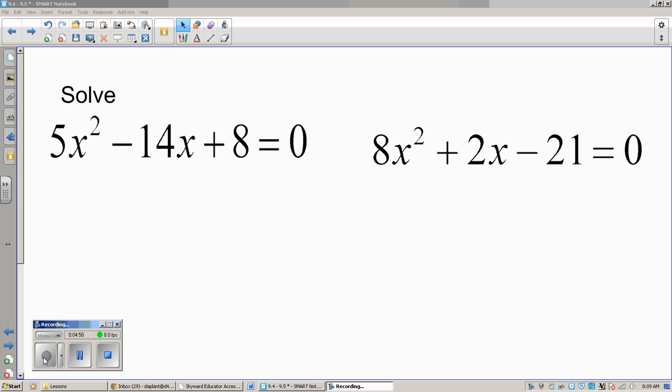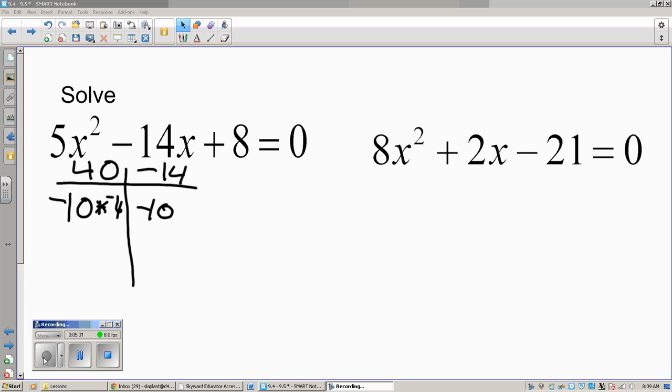So, Olivia, take it away. Please talk through as you work. Okay, so you are multiplying to negative 40, and then you're adding to negative 14. So for that, it is negative 10 times negative 4. And then negative 10 plus negative 4. So that turns into this.